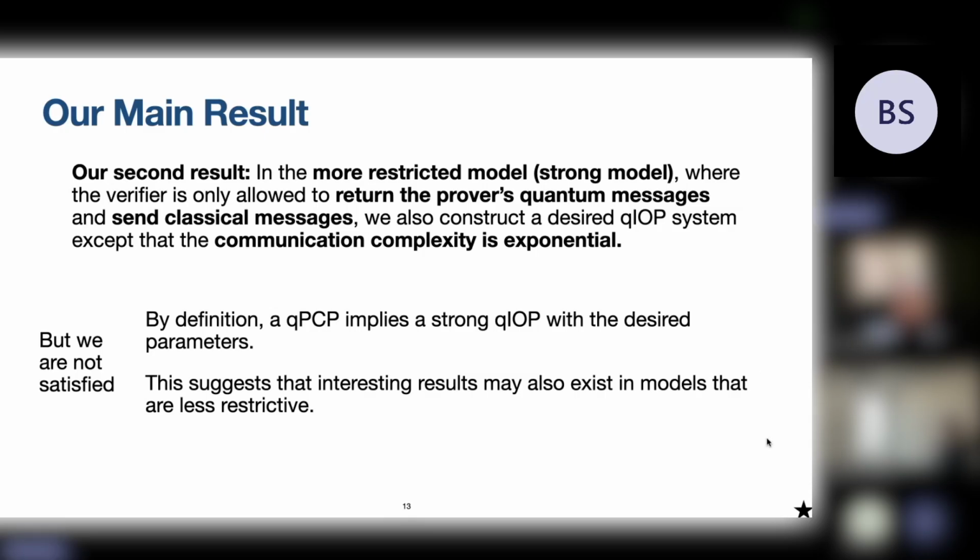Another point is, previously we allowed a very relaxed model, and we got a result that is arguably not so interesting. And here we use a strong model, and we try our best and get a result that in terms of communication complexity isn't so good. So this actually suggests that interesting and easier results may exist in models that are less restrictive.